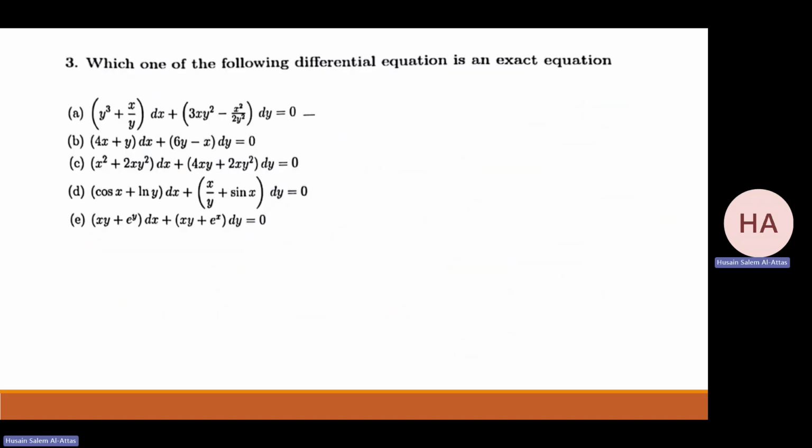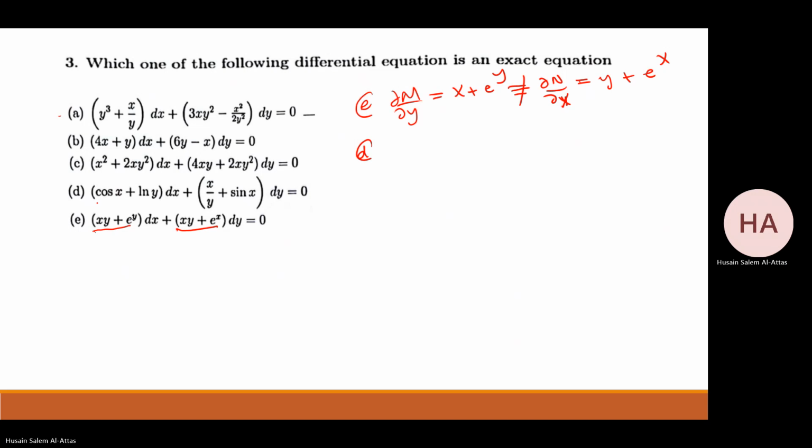Okay. Which one of the following equations is an exact differential equation? I need to check them one by one. Since I know this is the answer, I will do it backward. So I need partial m with partial y. That will be x plus e to the y. This is partial n with partial x. That will be what? Here, y plus e to the x. For sure, they're not the same.